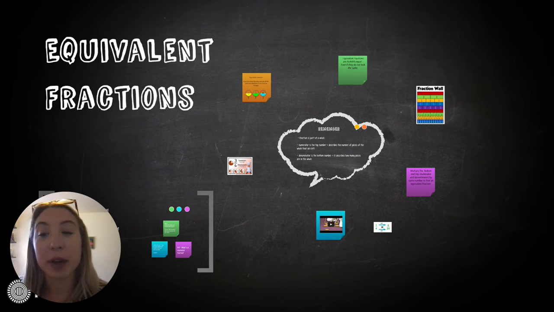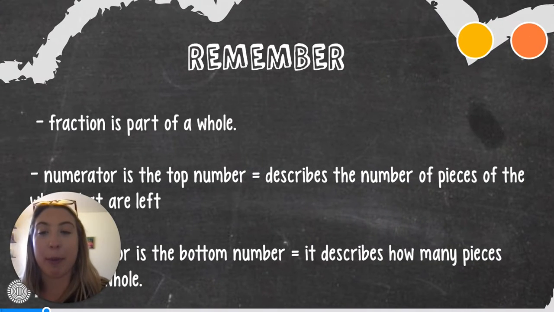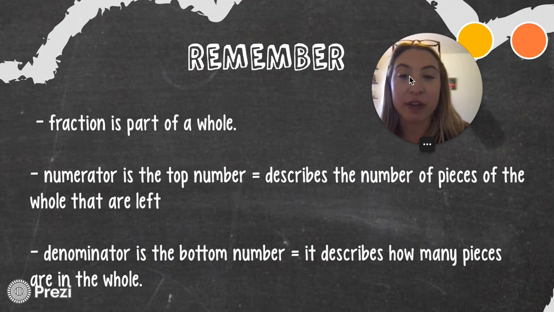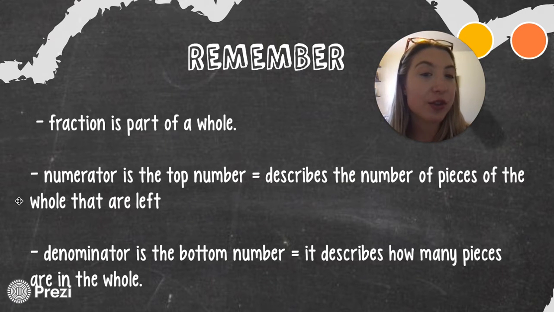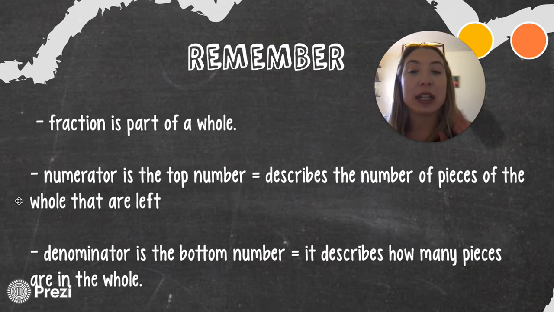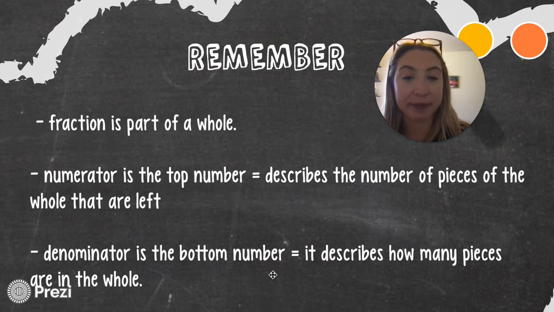For math today, we are continuing working with our equivalent fractions. So we're just going to do a quick review and talk about equivalent fractions. Remember, a fraction is a part of a whole. So the numerator, that's our top number, describes the number of pieces of the whole that are left or that are shaded. The denominator is the bottom number. It describes how many pieces are in the whole. So it's saying how many total pieces the whole makes up.